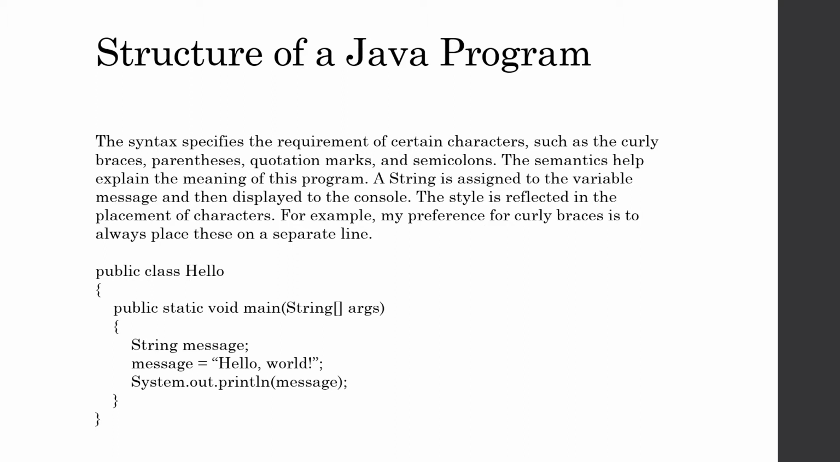So the style is going to be reflected in the placement of characters. For example, one of the preferences that I personally have when it comes to style is that I always put the curly brace, or at least whenever I can help it, I put the curly brace on its own separate line. So as you can see, say for example, the 2 opening curly braces, there are 2 different ways you could do that. You could place those on the line above them, so right at the very end, or you can just place them on the very next line.